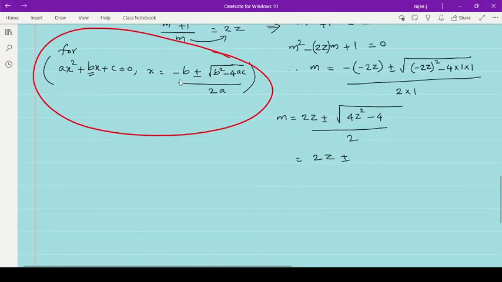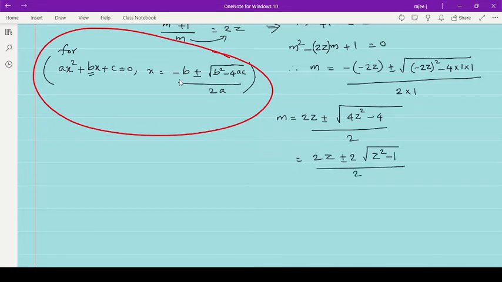Now 4 is common here, so we are taking 4 outside. See, 4 is inside the root. When that 4, so it is 4 into z square minus 1. When this 4 comes out of the root, square root of 4 is how much? 2. Okay, so it is 2 into square root of z square minus 1. We took 4 common outside, divided by 2.